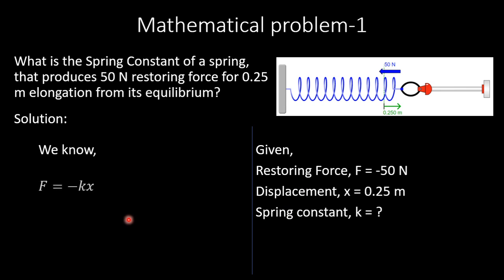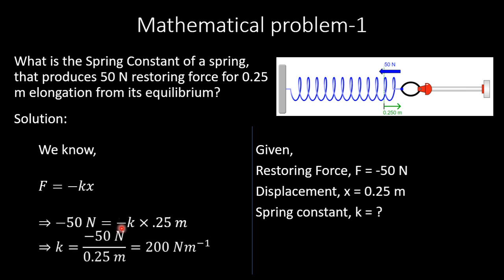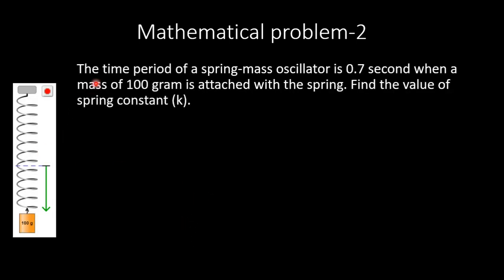So when we put the values in the formula F equals minus Kx, we find the value of K as 200 Newtons per meter. As a second example of a mathematical problem, the time period of a spring mass oscillator is 0.7 second when a mass of 100 gram is attached to the spring. Find the value of spring constant K.